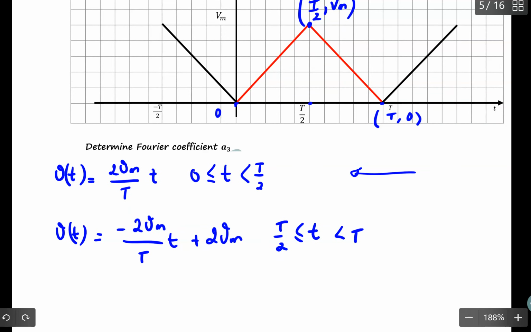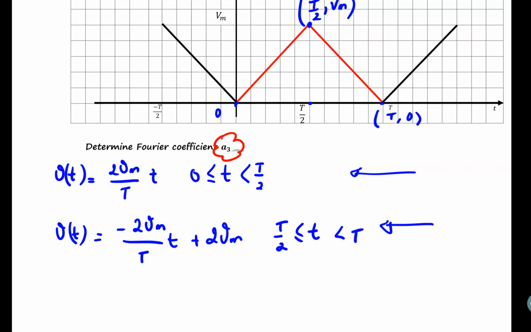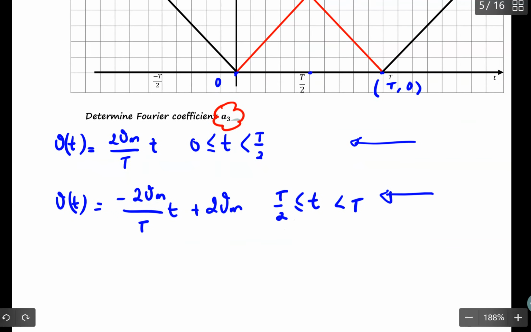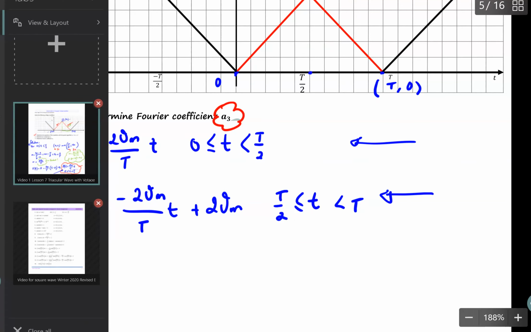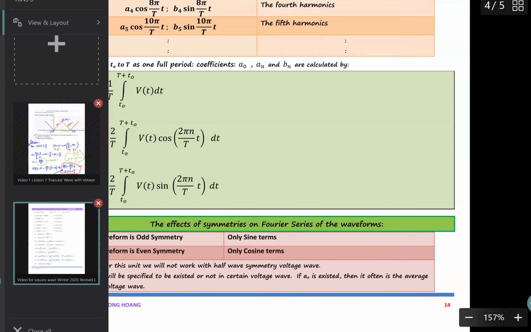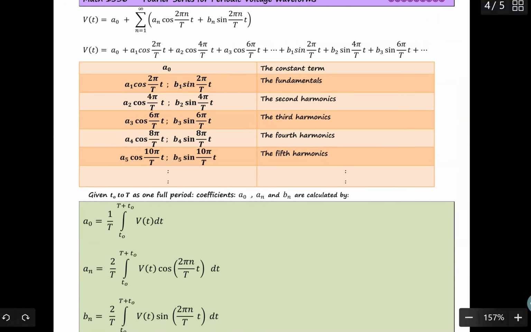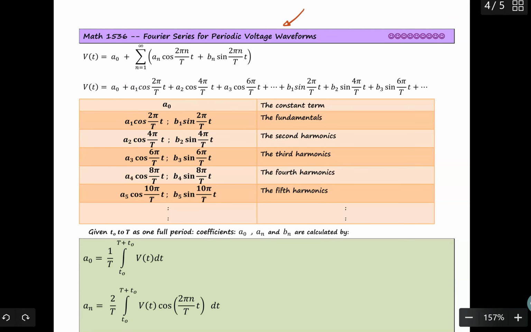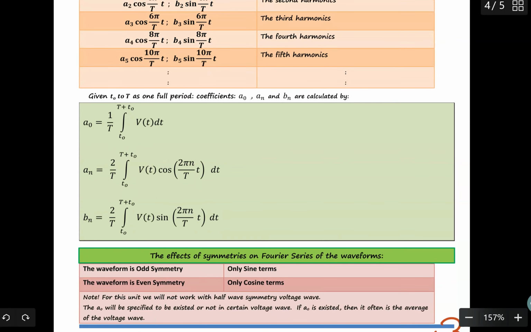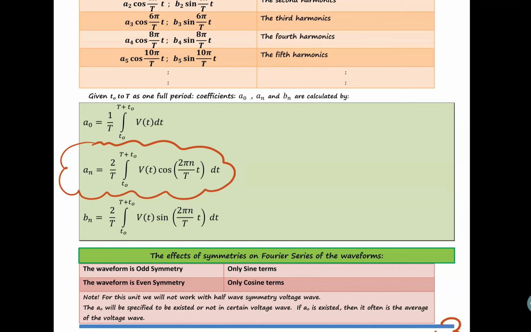So this question asks me to find A3. Before I can find A3, I would like to check what type of formula I need to use for it. So we are going to go to page 14, because we are working with periodic voltage waveforms in this case. Here is the general equation for figuring out my An. Take a look at that.